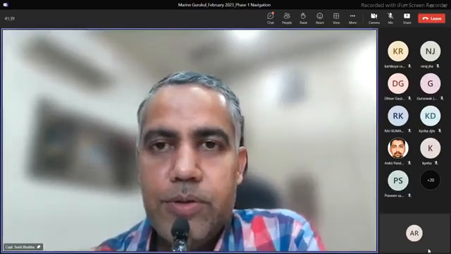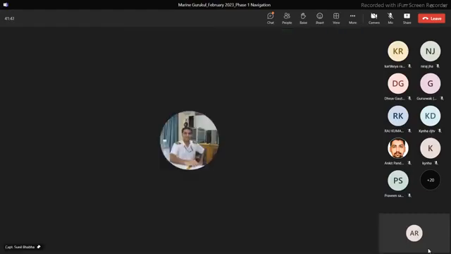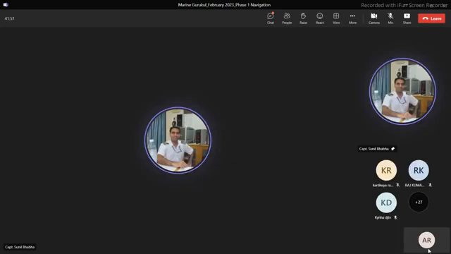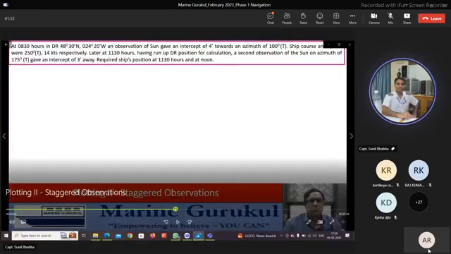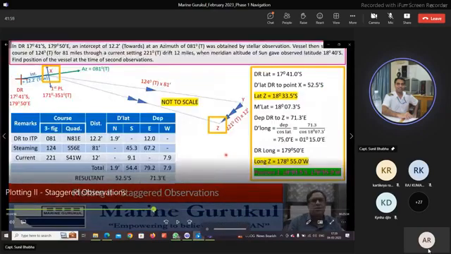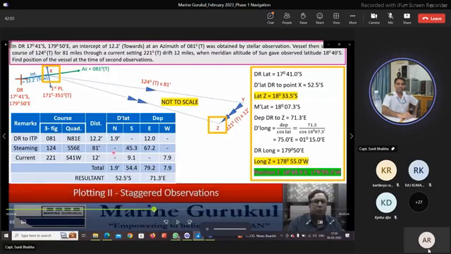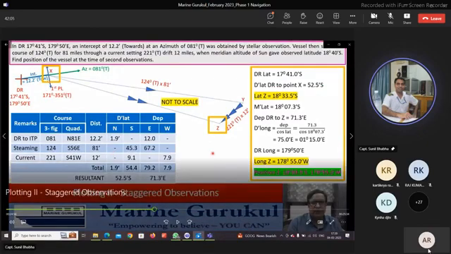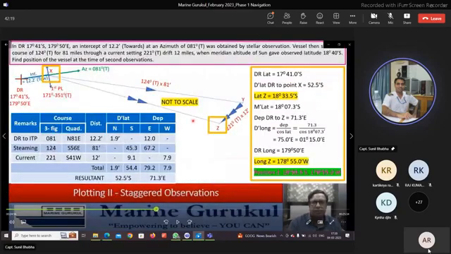Okay, so let's go. So beta, this was the last question which we did. This was a staggered observation. So we had one intercept position line and then later on the vessel steered a particular course and distance. There was some current also. We used this day's work table, found out the transferred position and then made the plot. This was the last which we did. Now moving on to the next one.